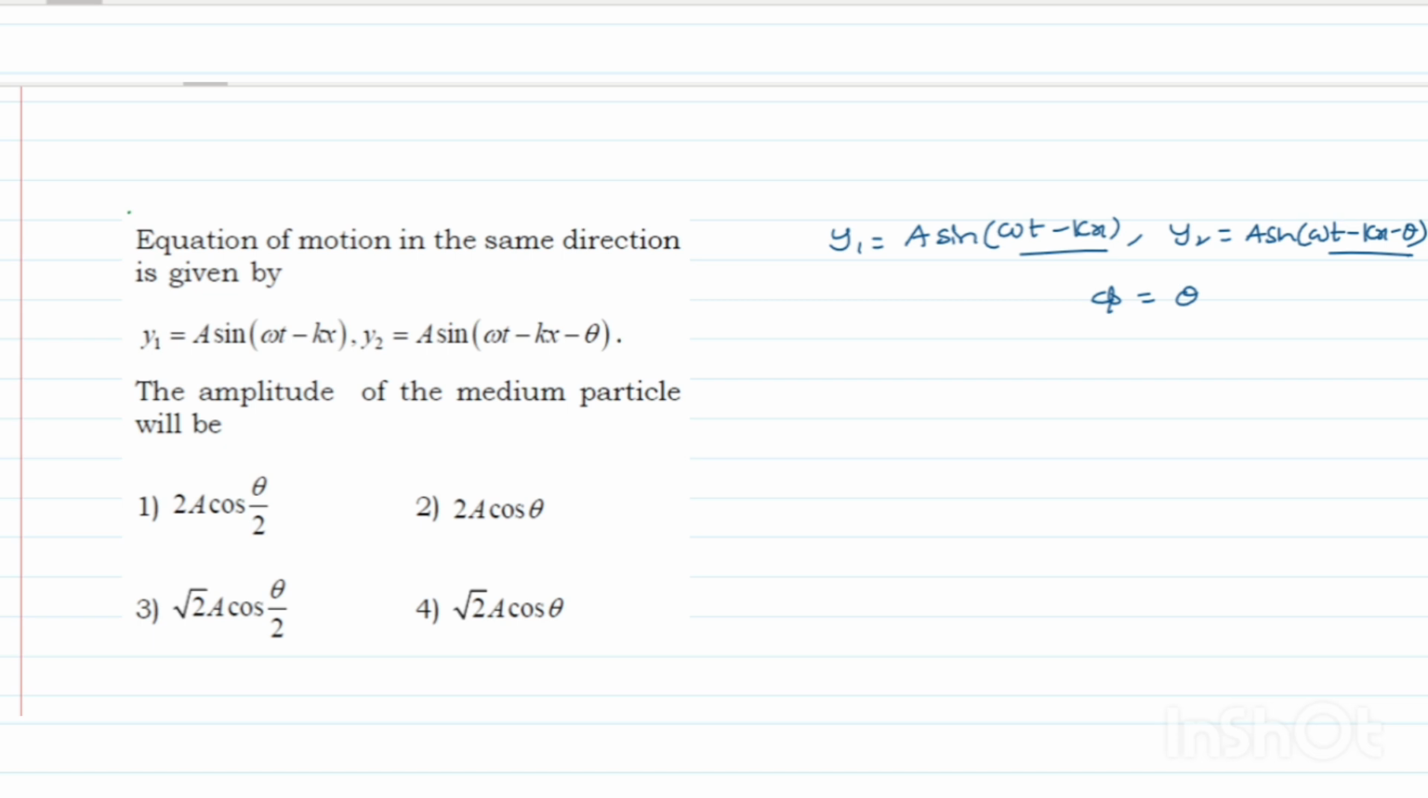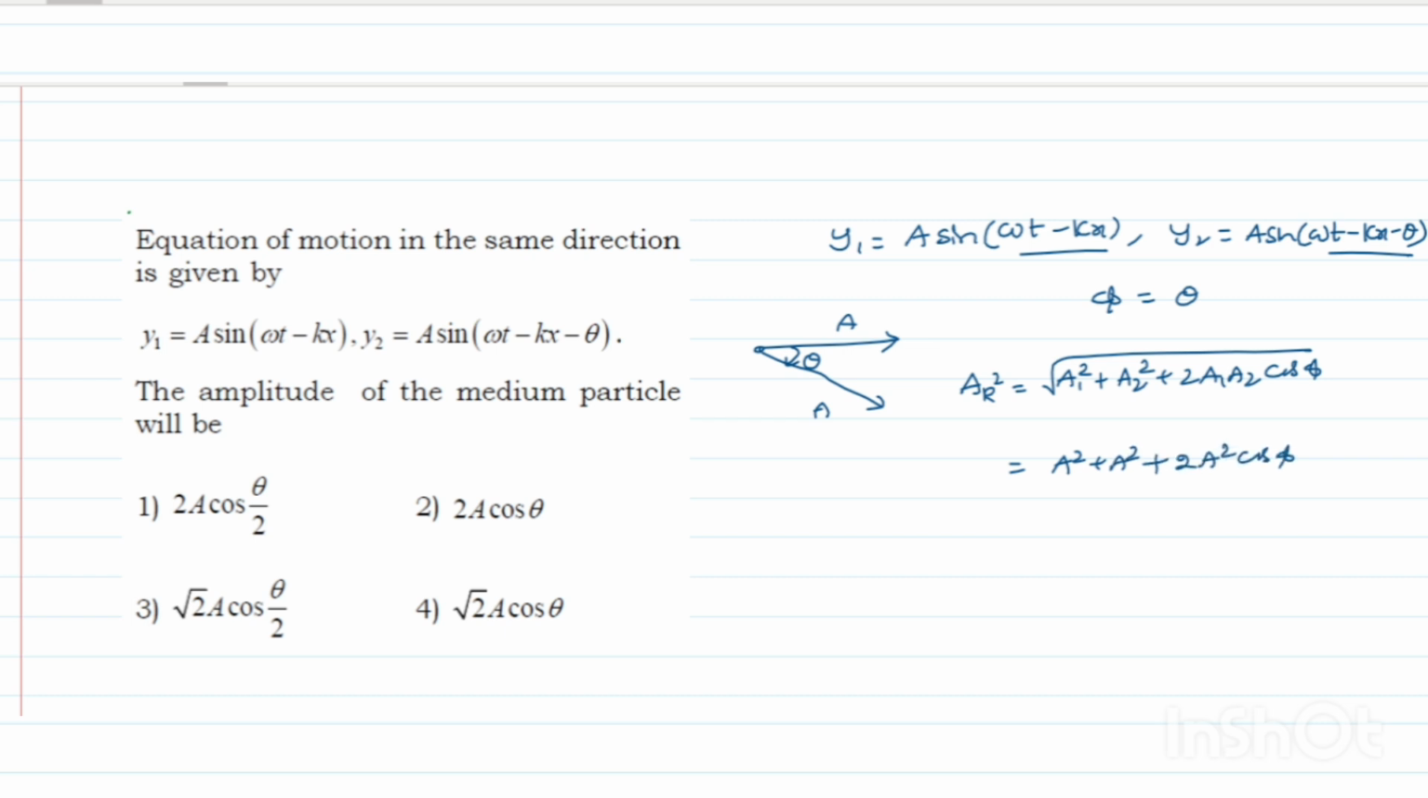Theta is the lagging angle, the phase difference. Both amplitudes are a. So the resultant amplitude AR square will be equal to A1 square plus A2 square plus 2 A1 A2 into cos phi, under root. Both amplitudes are the same, so it is A square plus A square plus 2 A square into cos phi. Instead of phi, it is given as theta.